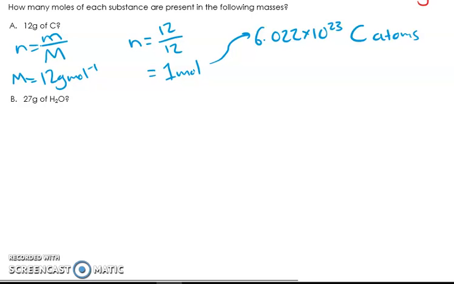If we look at our next example here, which is 27 grams of water, we're going to follow the same procedure. First things first, we need to calculate the molar mass of water. So to do this, we're going to first of all calculate the relative formula mass of water, which is 1 for the hydrogen plus 1 for the other hydrogen plus 16, the relative atomic masses there. And the sum of those is 18. And if we turn this into molar mass, that is 18 grams per mole.